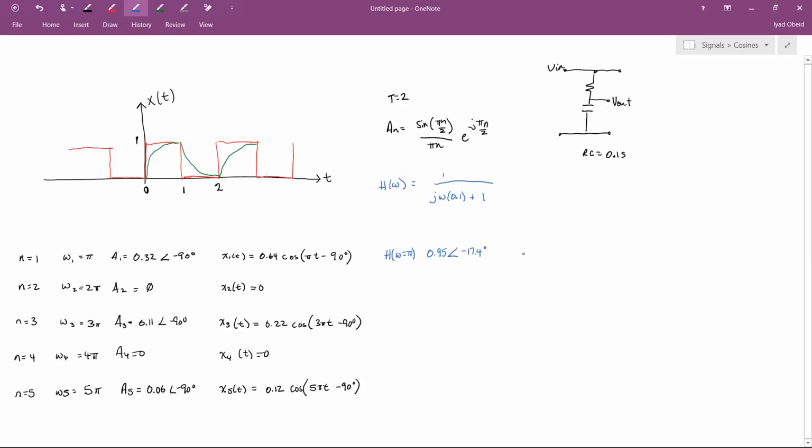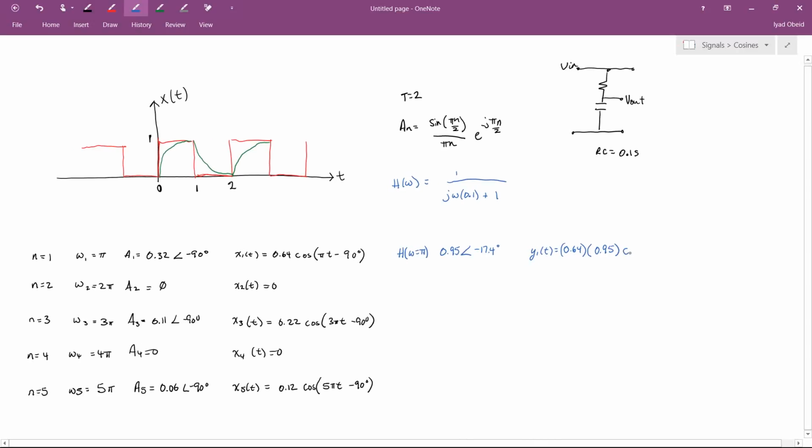If I put those pieces together, the first harmonic output will be whatever the input was, 0.64, modified by a magnitude of 0.95. The 0.95 tells you how the filter is acting upon that frequency. And then we learned that cosine in is cosine out at the same frequency. So if it was frequency pi radians per second going in, it's pi radians per second going out, minus 90 degrees, minus 17.4 degrees, whatever that works out to, and then we can plot that. So that's a cosine with a frequency of pi radians per second.